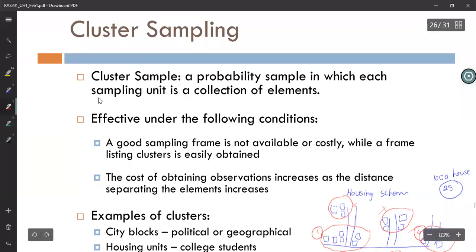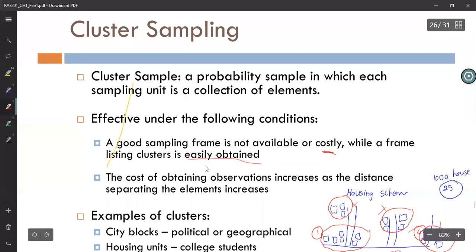Okay, so the whole idea is to reduce your cost and easy to obtain. Easy access, right? So you don't have to travel a lot. Okay, easily accessible places only. Okay. Any other questions about cluster sampling?